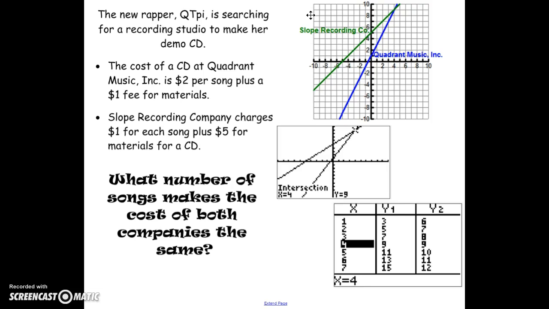And then question number 3 says if she purchases blank songs, the cost will be blank at both recording companies. So we want to know when the cost is going to be the same. So what number of songs makes the cost of both companies the same? So we can use our graph to figure that out. We can use the table to figure that out.